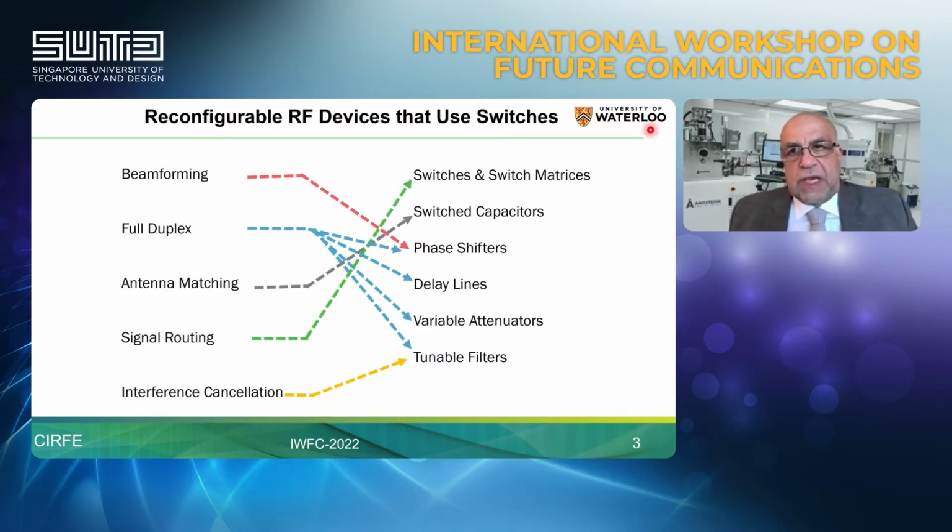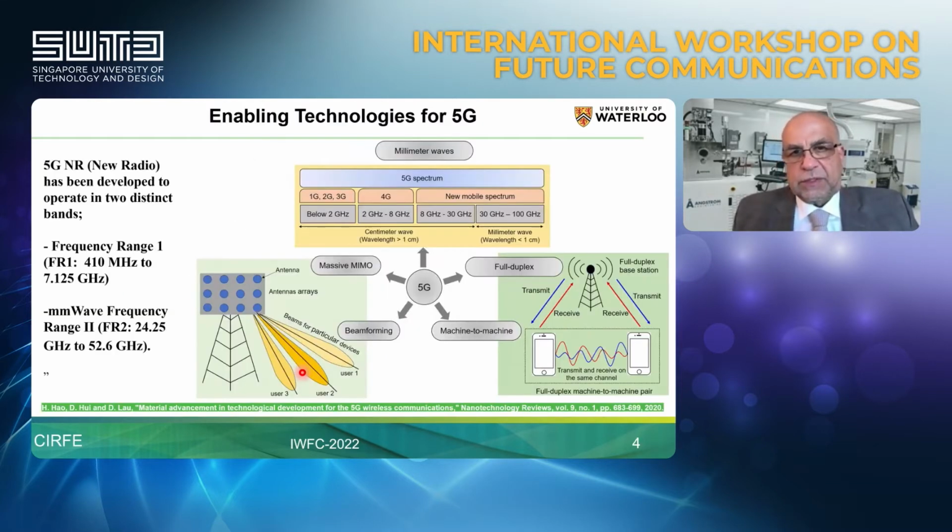Now, on the right side, it shows the components, and on the left side, it shows the subsystems which can make use of these components. So we have beamforming, full duplex systems, antenna matching, signal routing, interference cancellation. They all need these components, which are built using switches. So you can see a wide range of subsystems require the use of switches.